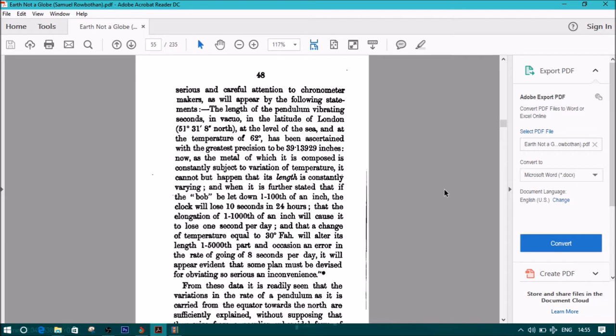Now, as the metal of which it is composed is constantly subject to variation of temperature, it cannot but happen that its length is constantly varying. And when it is further stated that if the bob be let down 1/100th of an inch, the clock will lose 10 seconds in 24 hours, that the elongation of 1/1000th of an inch will cause it to lose 1 second per day, and that a change of temperature equal to 30 degrees Fahrenheit will alter its length 1/5000th part and occasion an error in the rate of going of 8 seconds per day, it will appear evident that some plan must be devised for obviating so serious an inconvenience.